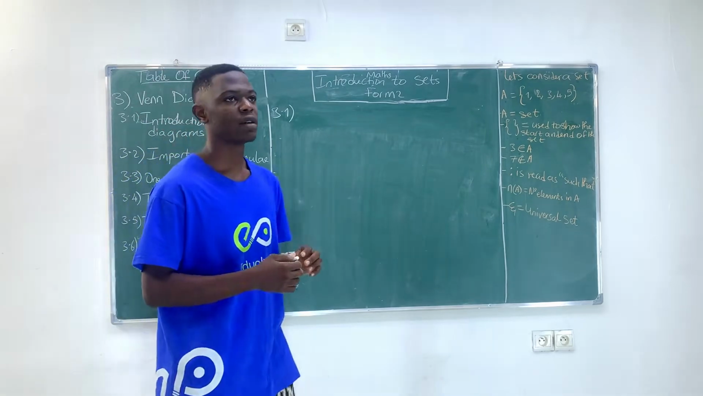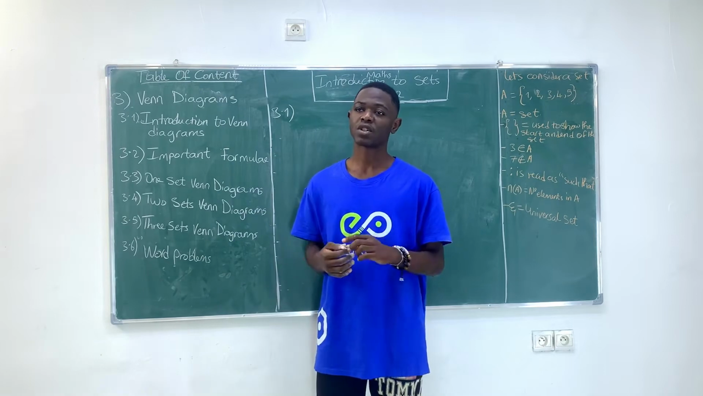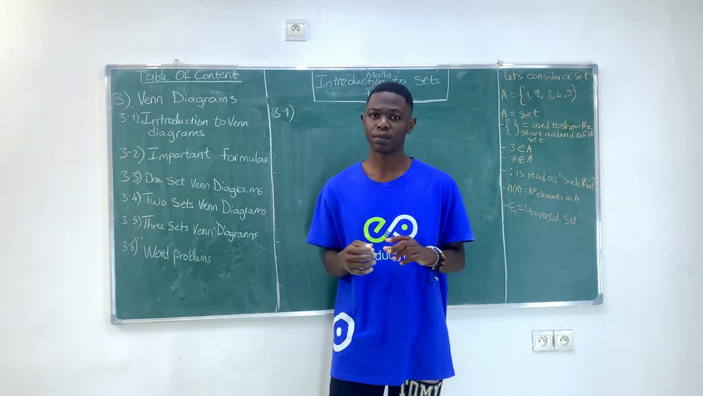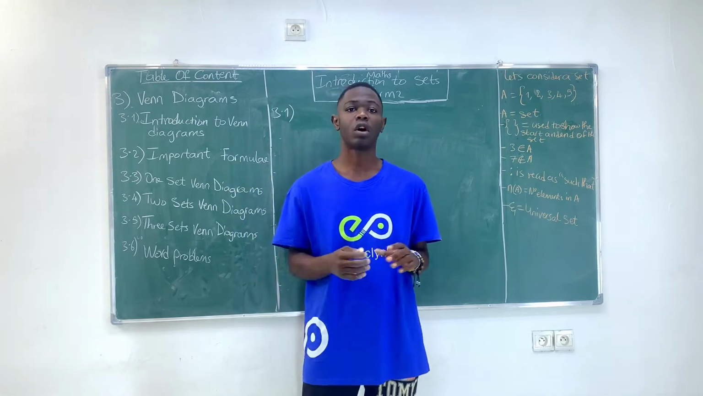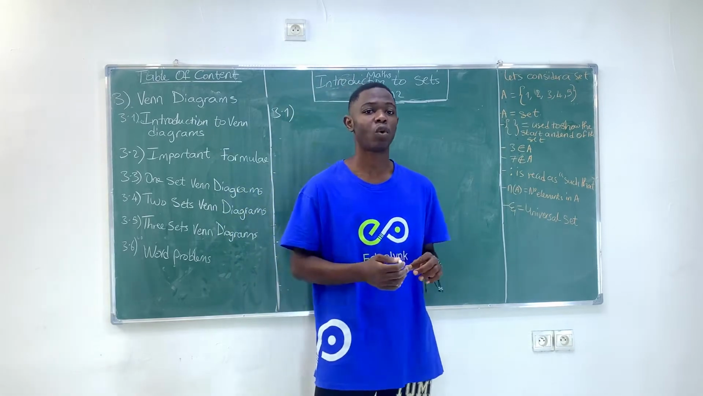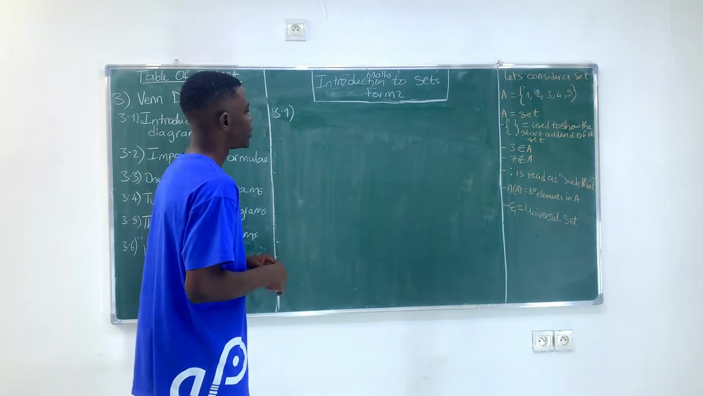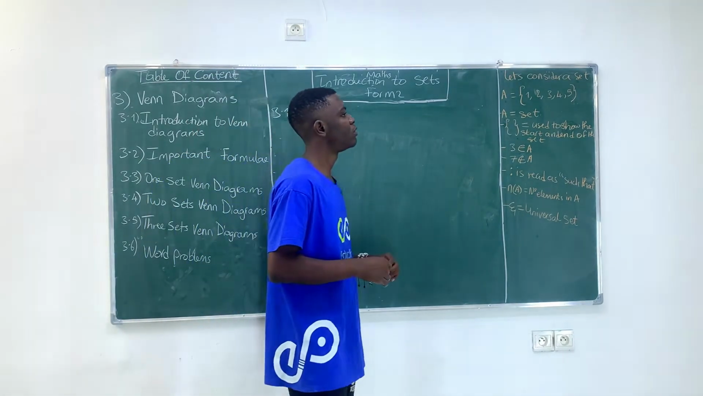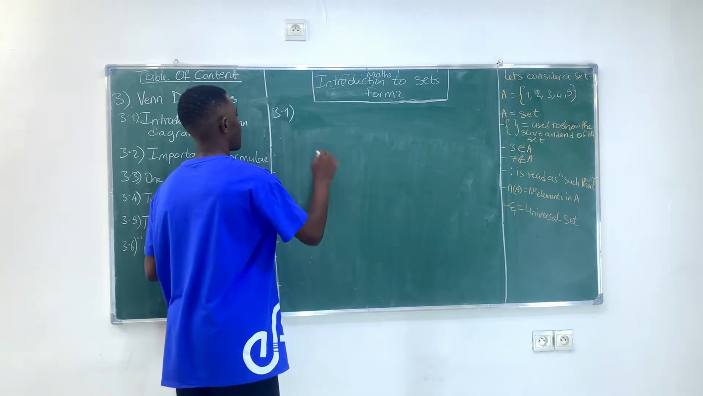So, what is a Venn diagram? A Venn diagram is a graphical representation, like a visual representation, of the relationship between sets, between one or two or three, or any number, two or more sets, one or more sets. So, a Venn diagram is made up of a few parts.